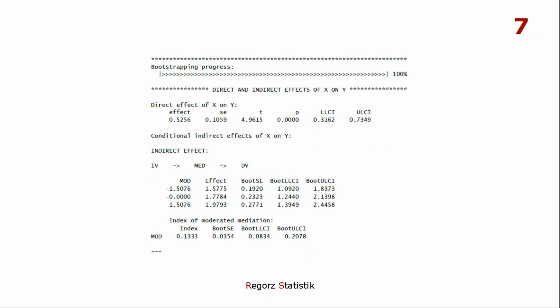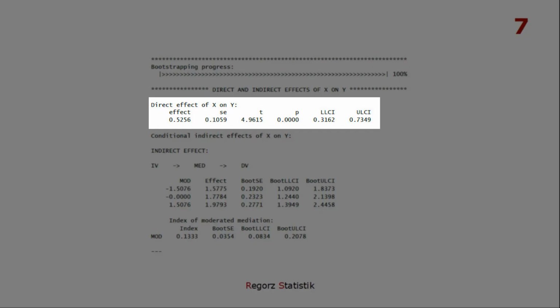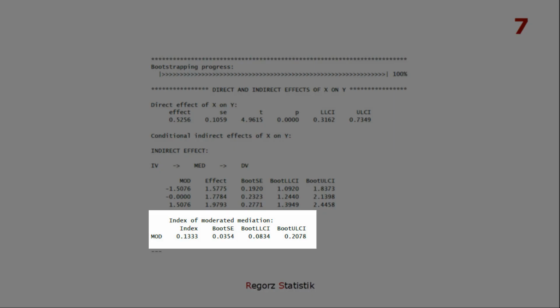Now we come to the key part of the output, the direct and indirect effects of X on Y. This is for model 7. We had a significant direct effect, but the important information is down here, the index of moderated mediation. This index tells us whether we have a moderated mediation, that is a conditional indirect effect. We don't have a p-value here. Instead, we have bootstrap confidence intervals.